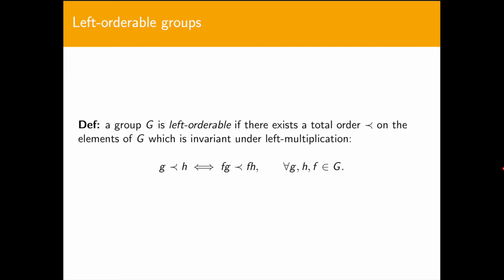So first, what's a left-orderable group? A group is left-orderable if there exists a total order on the group such that that order is invariant under left multiplication. So g is smaller than h if and only if f times g is smaller than f times h for all elements g, h, and f in G.